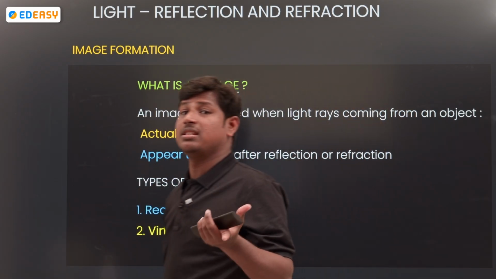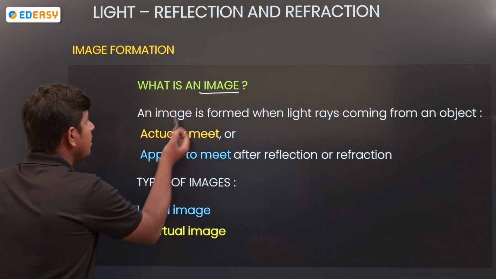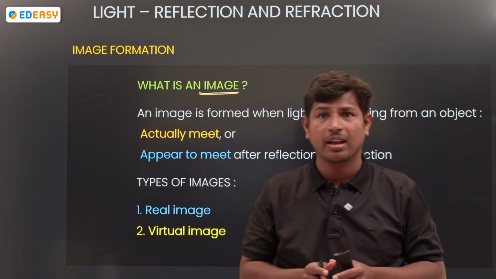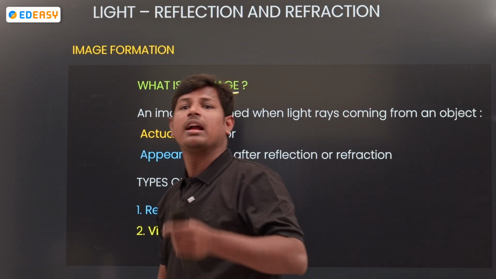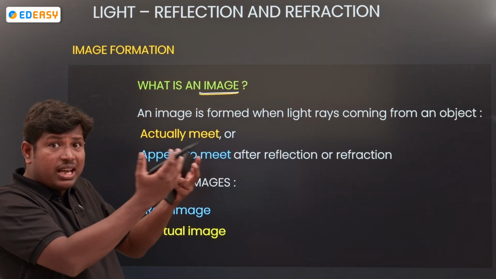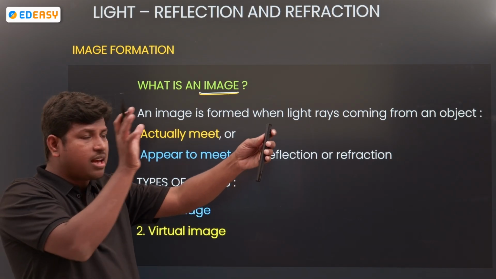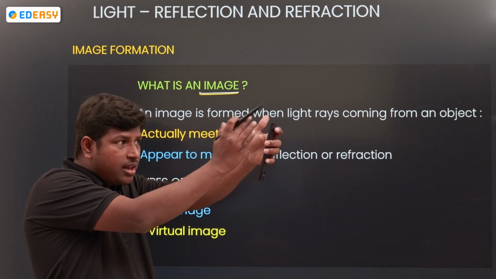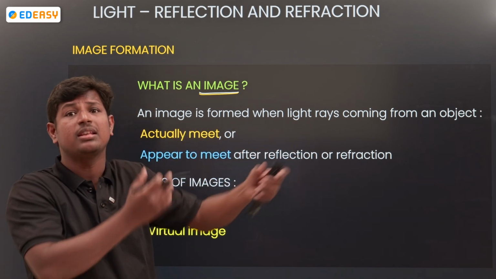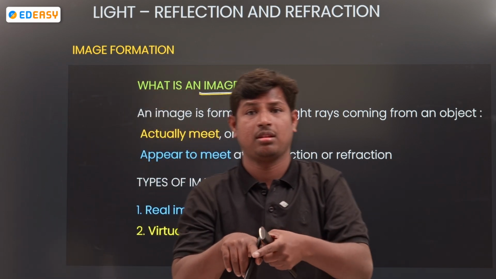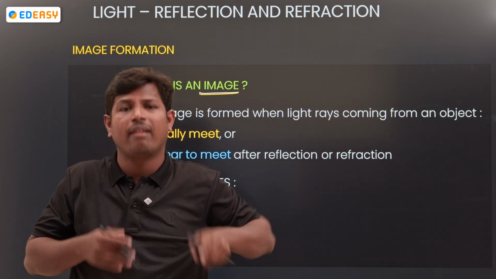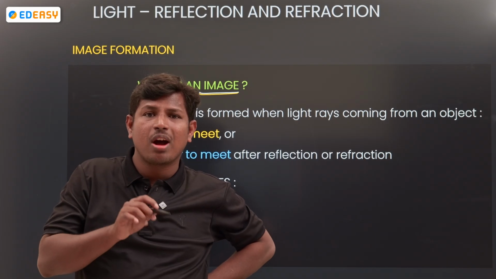What is an image? An image is formed when light rays come from an object. We already discussed this in the beginning. Light rays first strike the object, and from the object light rays come. Whenever they come, whether these actual light rays meet or not is very important. To form an image, what is required?